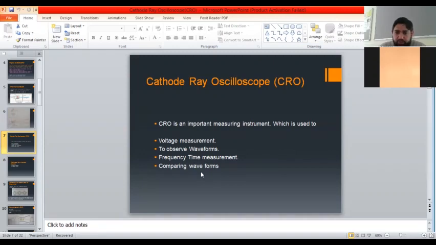And when we have the waveform available, it is on a time axis also. We can measure the time period of the waveform, and hence frequency can also be measured. So we'll see how that CRO works and how we can read that display.